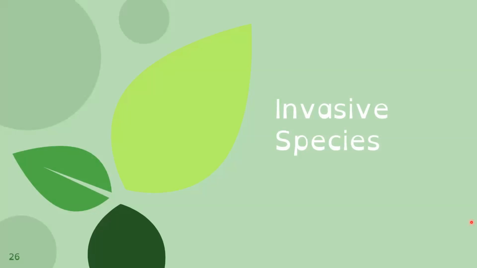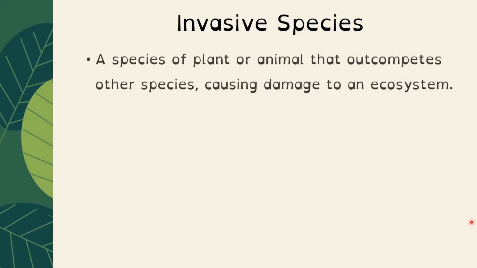All right, so we've talked about native species and non-native species, but then what is an invasive species, which is the focus of this lesson? So a species of plant or animal that outcompetes other species, causing damage to an ecosystem. So either a plant or animal that overtakes a space as part of an ecosystem.